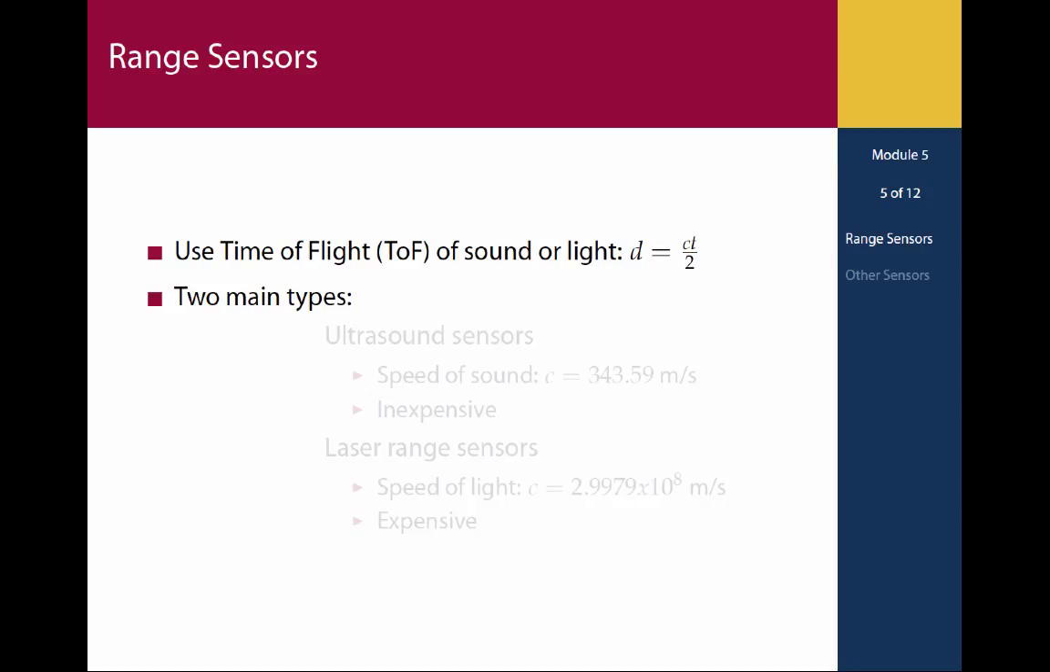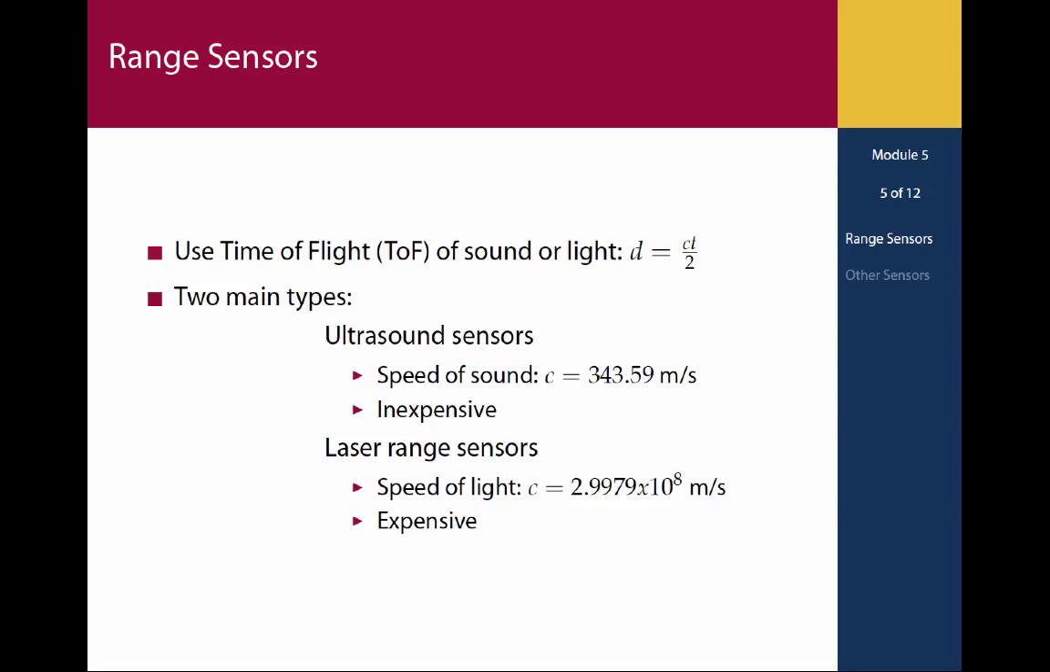One of the major exteroceptive sensors used are range sensors, because we like to gather information about where our vehicle is relative to the obstacles around it. These sensors typically use time of flight of either sound or light. So the distance measured would be the speed of light or sound, c, times the time it takes, divided by 2, because the light has to travel to the object and return. That's why we're dividing by 2, or the sound, if you're using a sound sensor.